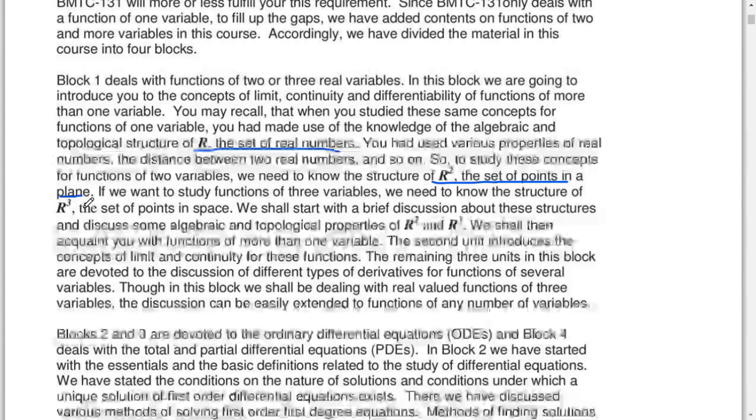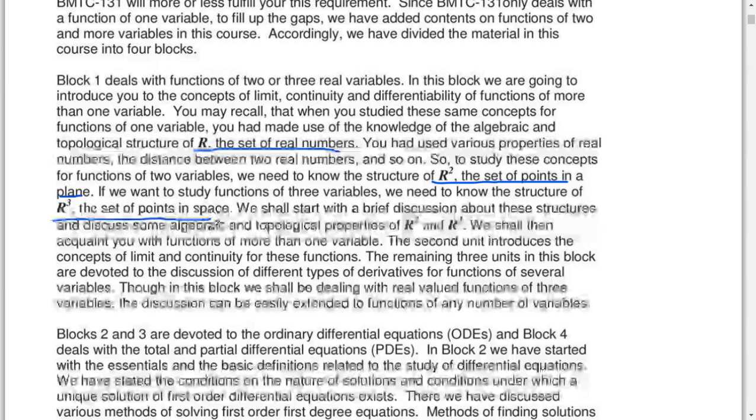If we want to study functions of three variables, we need to know the structure of R cube, the set of points in space. We shall start with a brief discussion about this structure and discuss some algebraic and topological properties of R square and R cube. We shall then acquaint you with functions of more than one variable. The second unit introduces the concept of limit and continuity for these functions.